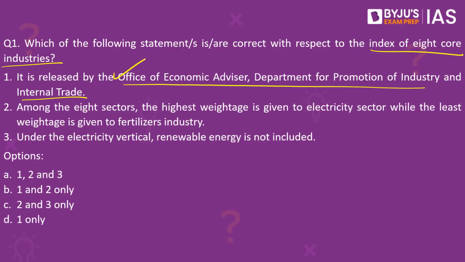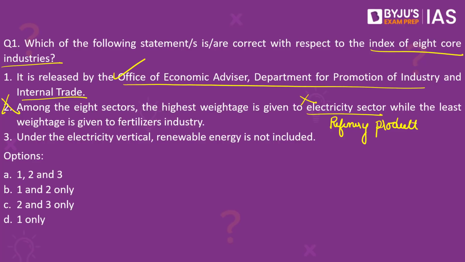The second statement is wrong. Why? Because as discussed previously, the highest weightage is given not to the electricity sector but to the refinery product sector. Please note, earlier it was the electricity sector which had the highest weightage, but subsequent to some revision, currently it is the refinery product sector which has the highest weightage.